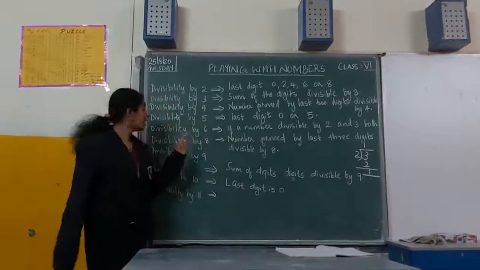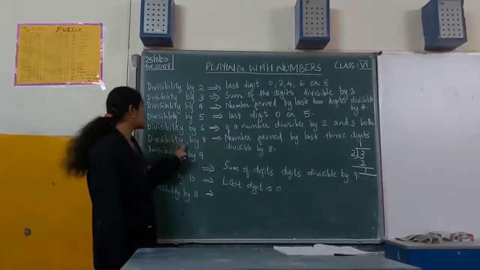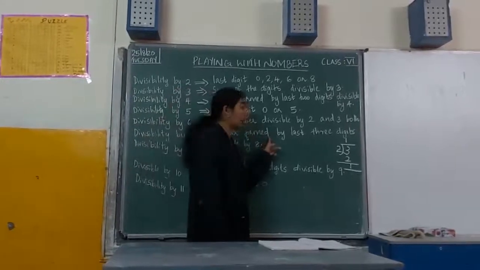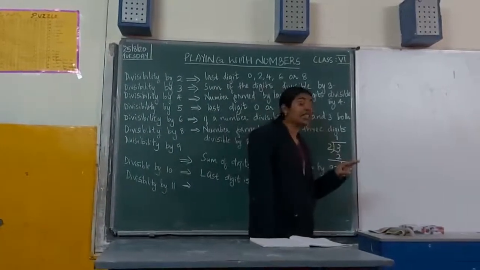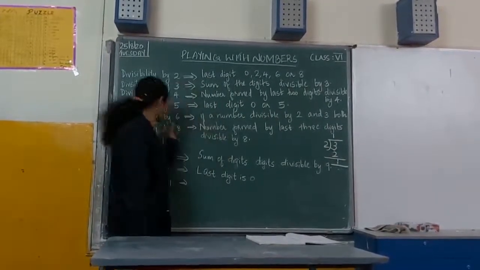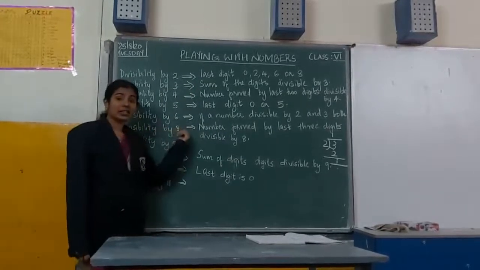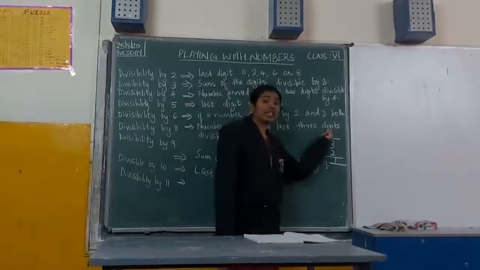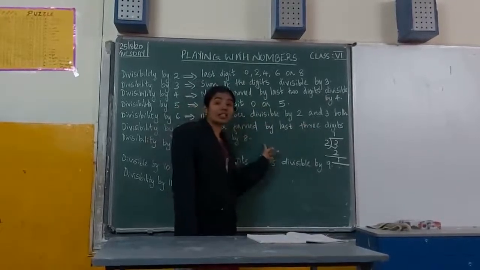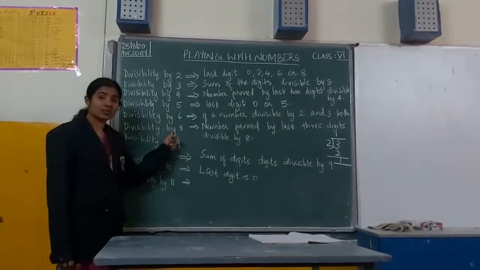Next, you see divisibility by 8. How to check the divisibility by 8? By seeing whether the number formed by the last 3 digits of that number is divisible by 8. When you are given a number, how to check the divisibility by 8? See the last 3 digits. The number formed by the last 3 digits should be divisible by 8. Then we can say that the given number is divisible by 8.